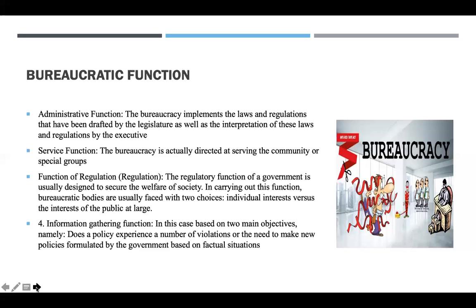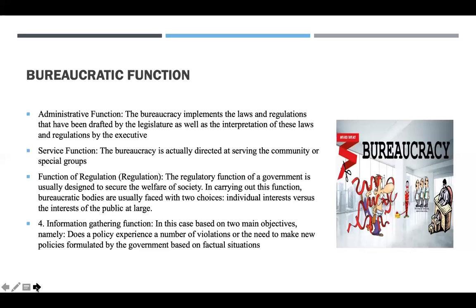This one is regulation, which means how to secure the welfare of the society. For example, to implement the subsidy. Actually, the bureaucracy has a standard operational procedure. So they have procedures, or they regulate the SOP to make sure or design the welfare of the society.